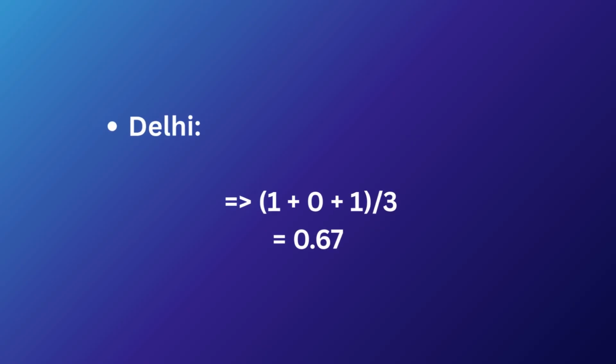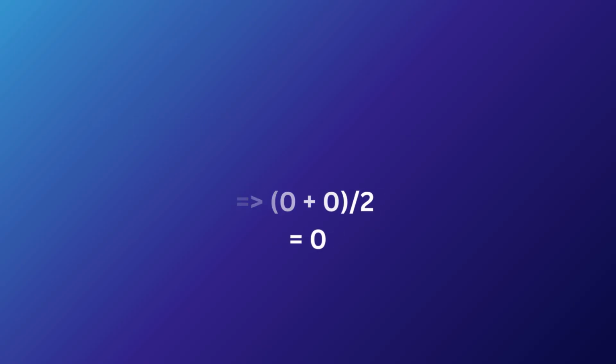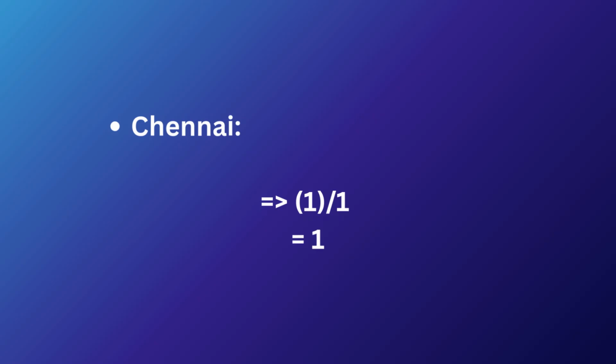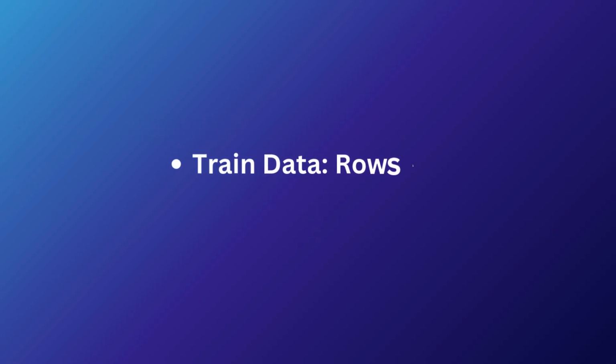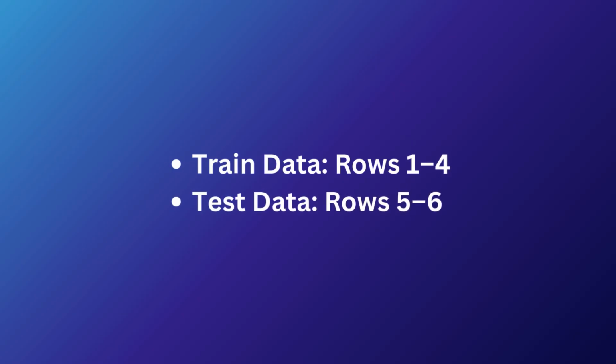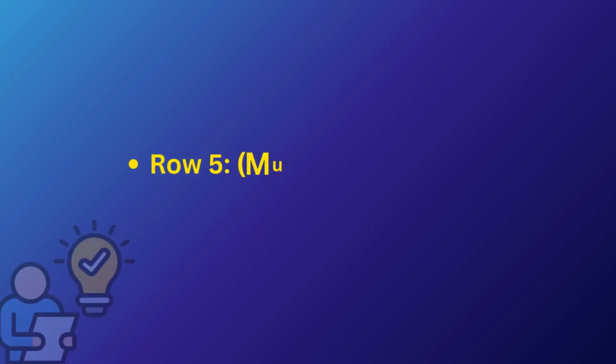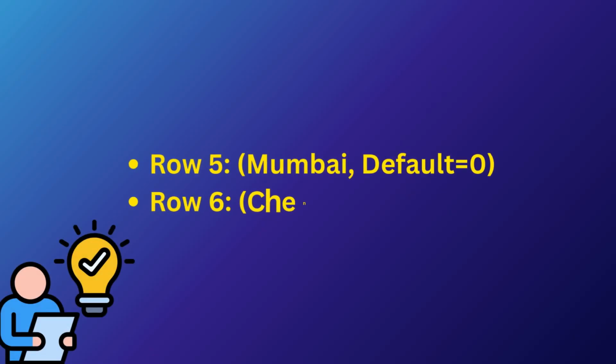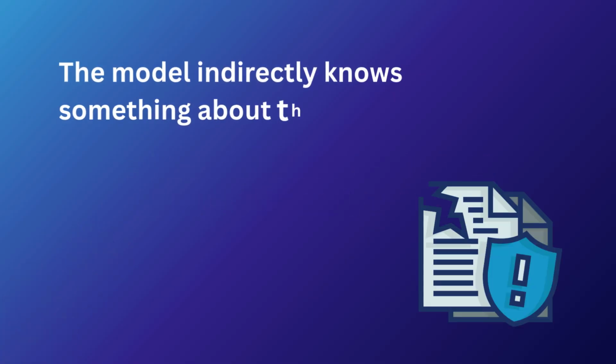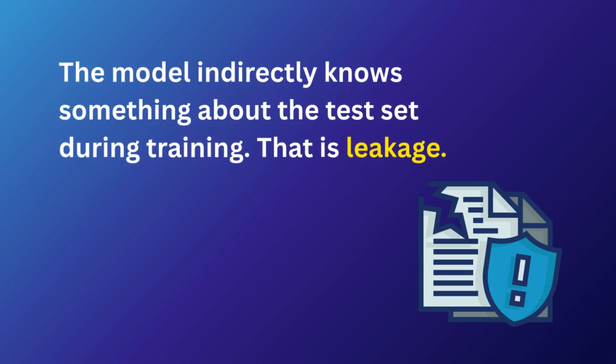So, for Delhi, for Mumbai, and for Chennai, now when we split the data, the train data is from row 1 to 4 and test data is from row 5 to 6. But notice something important here. Row 5, which is Mumbai with default value 0, and row 6, which is Chennai with default value 1. When we computed the mean, we already used their target values. So when we train the model, the encoded values already contain the information from the test data. That means the model indirectly knows something about the test set during training. That is what leakage is.